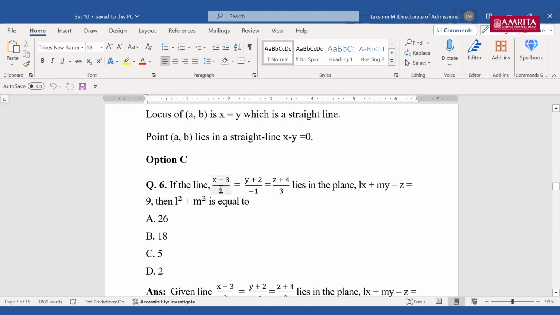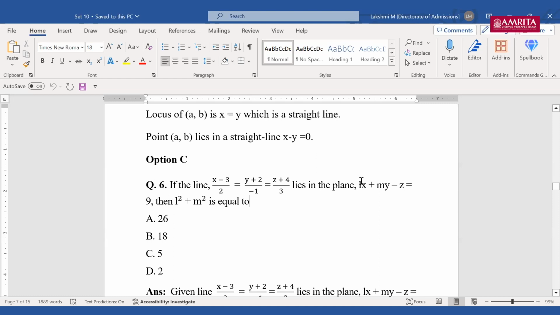If the line (x minus 3) by 2 equal to (y plus 2) by minus 1 equal to (z plus 4) by 3 lies in the plane Lx plus My minus z equal to 9, then L square plus M square is equal to. Given the line lies in the plane, that is also given. You need to find the value of L and M because the question is asking you to find out L square plus M square.